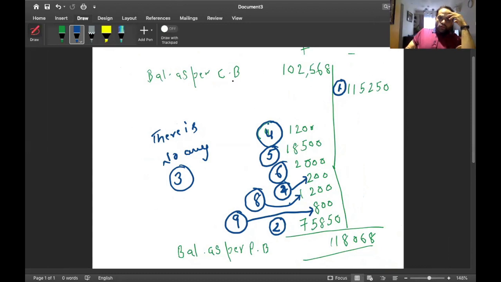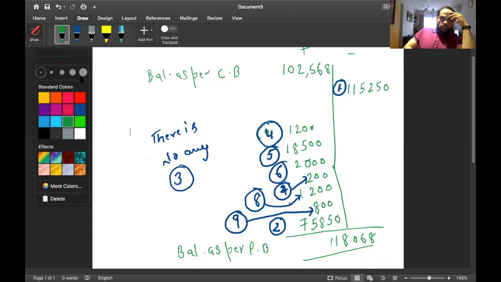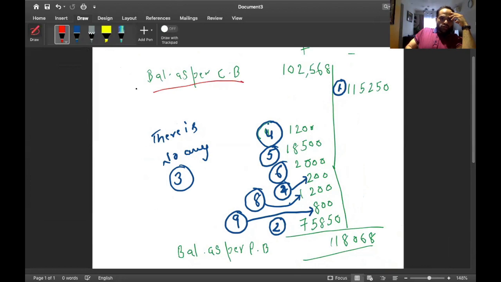So this is your question. So balance as per cash book. I chose this question as the balance as per cash book. Of course, if you want to start with the balance as per passbook, then you have to do exactly the opposite. Whatever you start with, it's going to be minus, minus, minus, minus, minus, minus, minus, and this one is going to be plus, and then you reach this answer.